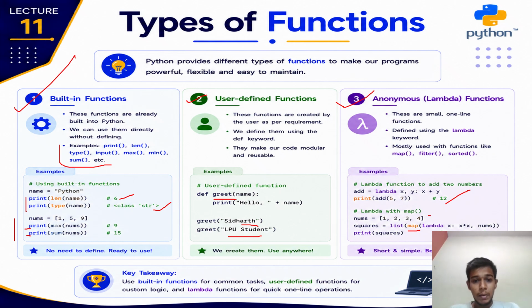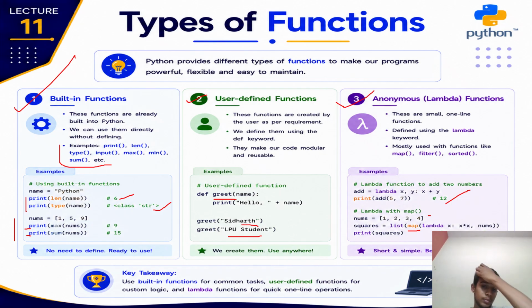So lambda functions are most used with functions like map, filter and sorted. Don't worry if these functions look new, we will study them in detail in later lectures. For now, just remember that lambda functions are useful for writing short one-line operations.